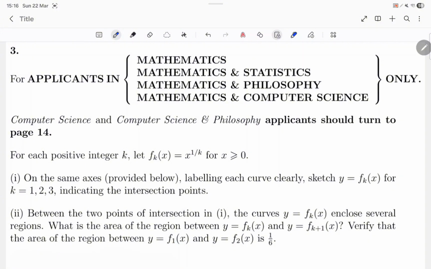Part 2. Between the 2 points of intersection in Part 1, the curves y equals fk of x enclose several regions. What is the area of the region between y equals fk of x and y equals fk plus 1 of x? Verify that the area of the region between y equals f1 of x and y equals f2 of x is 1/6.